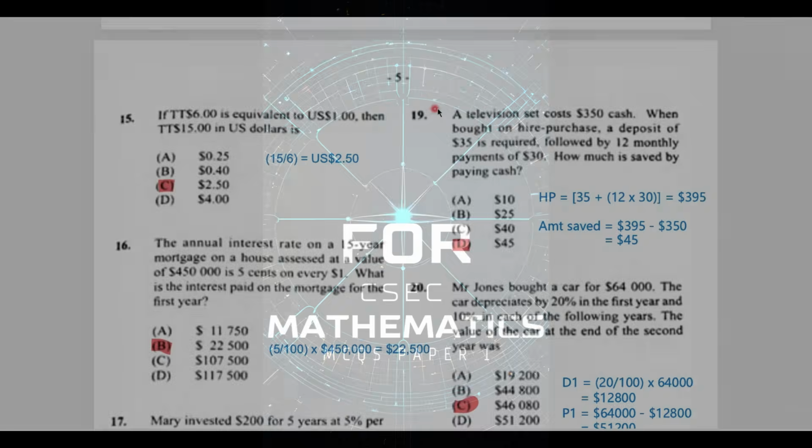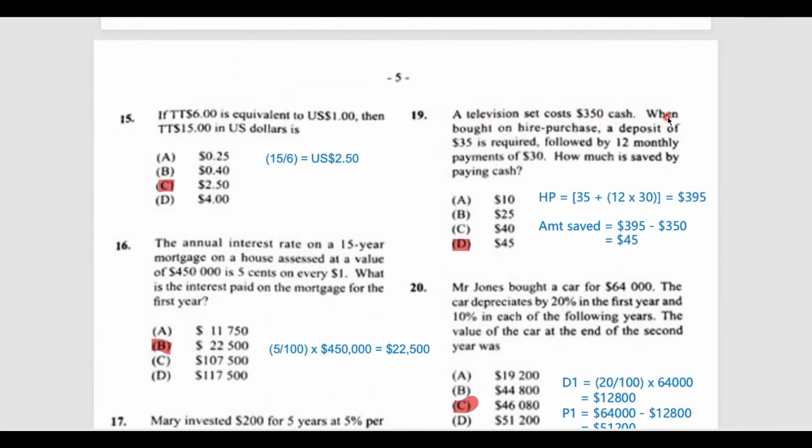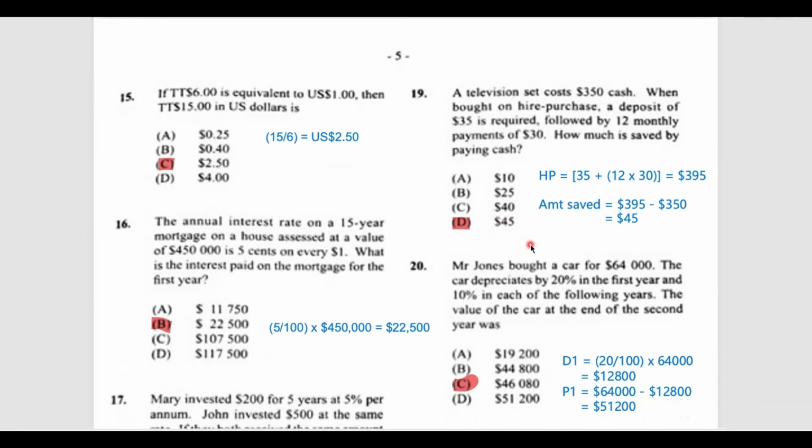Number 19, a television set costs $350 cash. When bought on hire purchase, a deposit of $35 is required, followed by 12 monthly payments of $30. How much is saved by paying cash? Your hire purchase price will be deposit plus your monthly installment by the number of months. So it's $35 plus 12 by 30. 360 add 35, that's 395. And the amount saved is your hire purchase price subtract your cash price. 395 minus 350, you get $45. That's D.